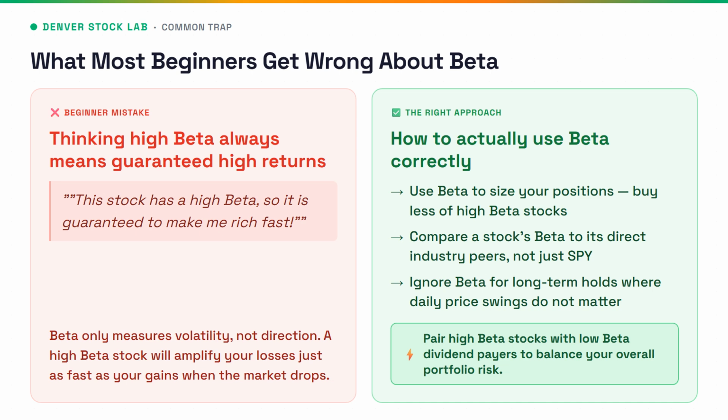In fact, if you do not know how to manage it, high beta is one of the fastest ways to completely wipe out your investing account. Let me tell you a quick, relatable story of how this trap plays out for a beginner.